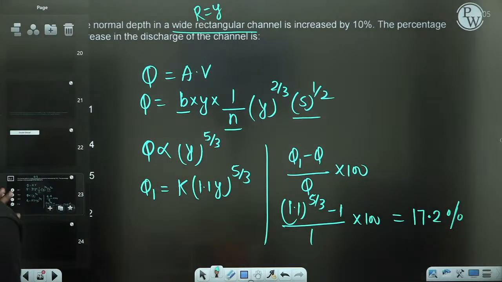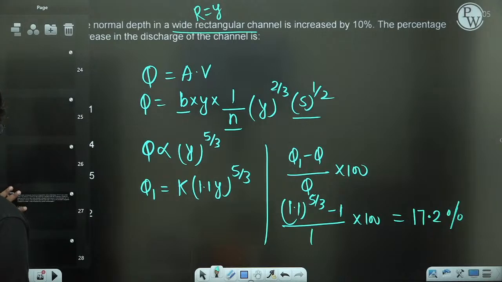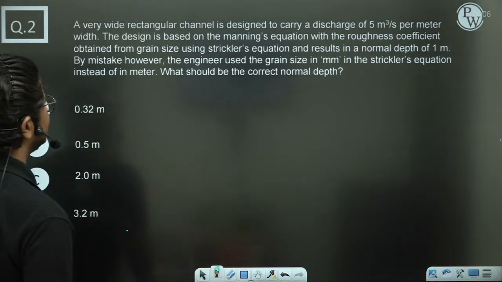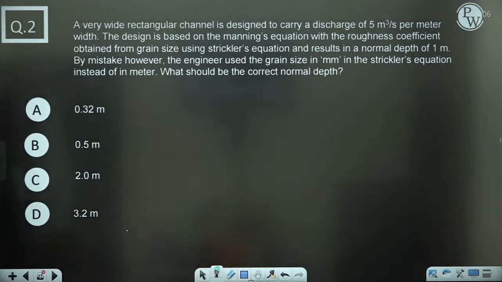One more problem I think we can solve based on this equation. Everyone give a try.